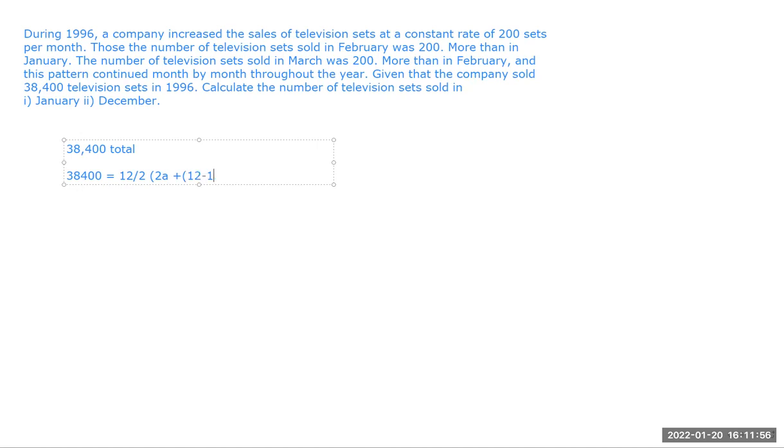Very good, Jamie. To remember, there are only 12 months in the year. Very good. Sharp. I'm happy to see that. Good, good. The common difference is 200.